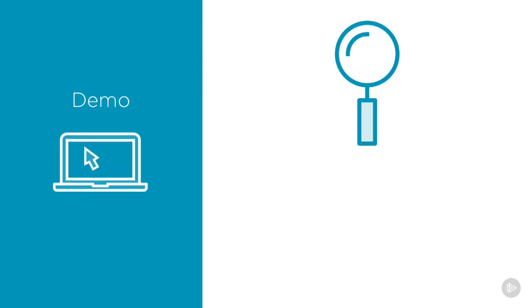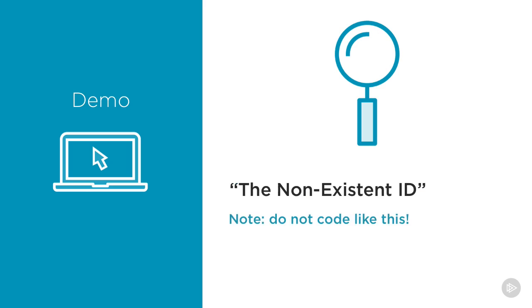Let's take a look at another trigger that uses the wrong before or after prefix. We'll call this one the non-existent ID. Again, this trigger will have awesome syntax, but horrible before and after usage.